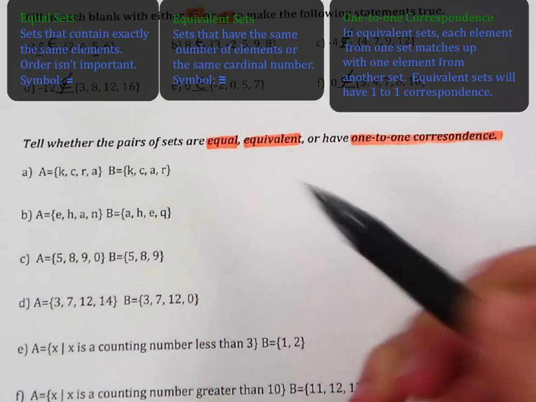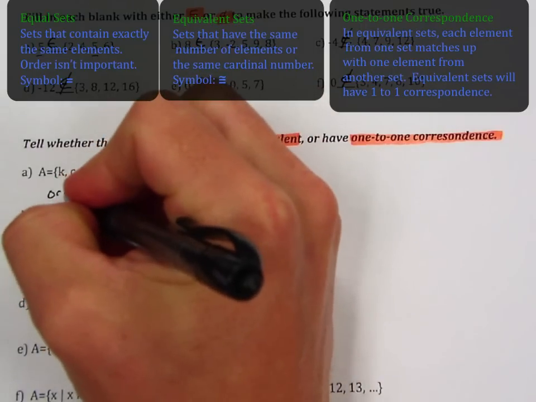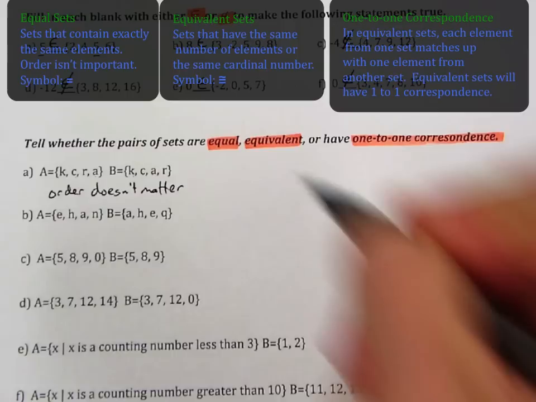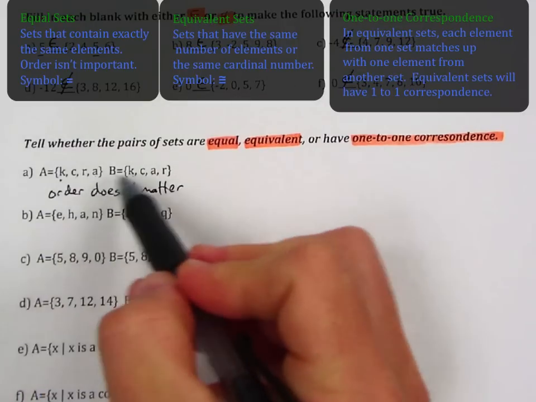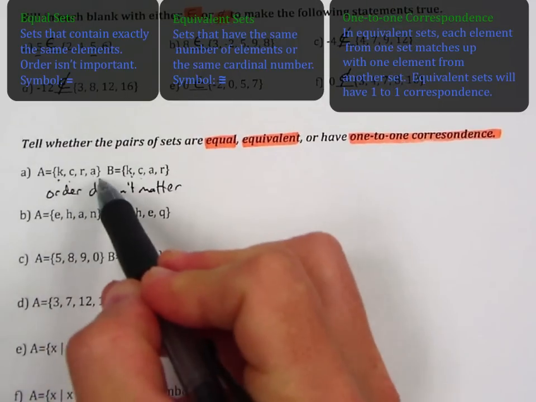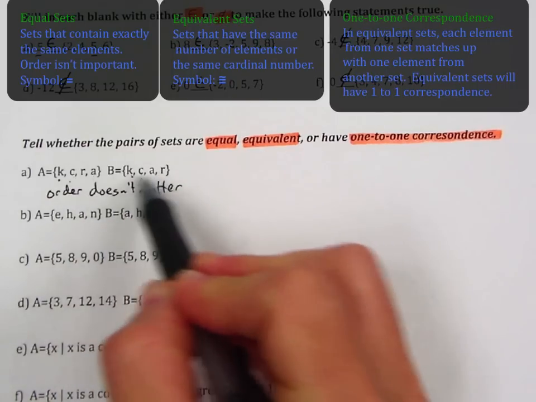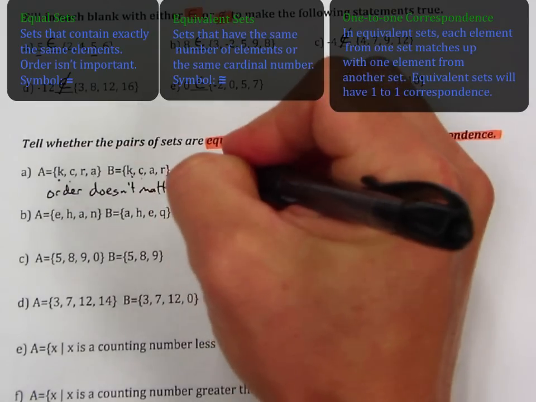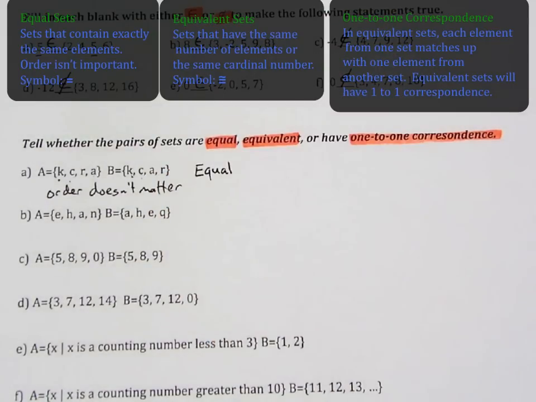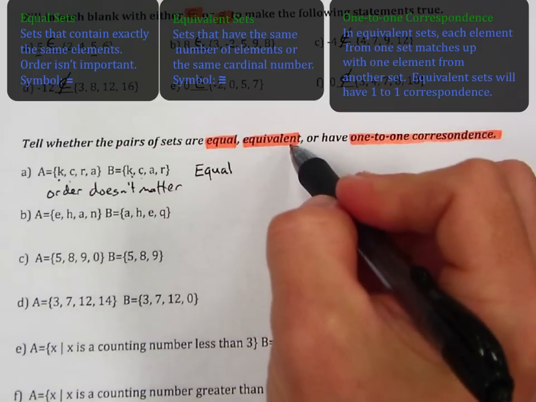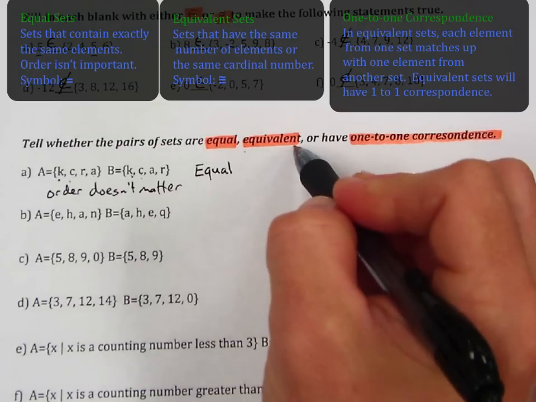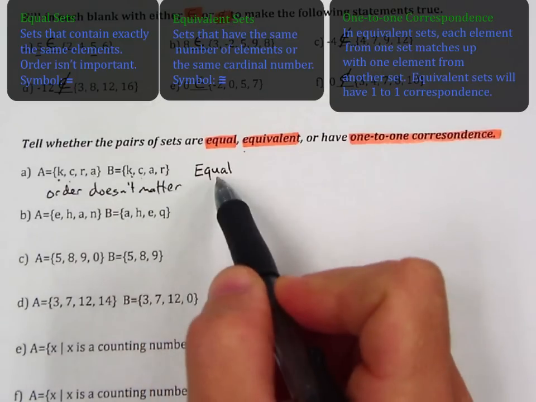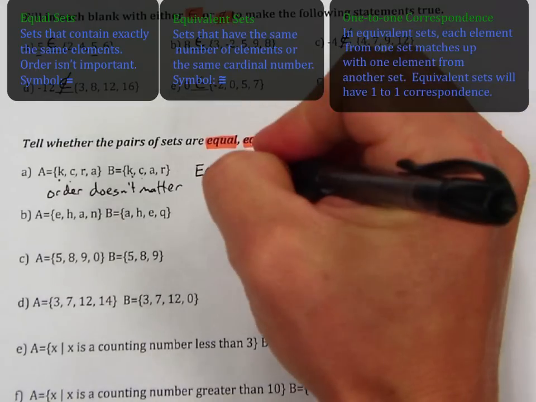Now it turns out that order doesn't matter. Okay, so here I see K and K, that's the same, C and C, A and A, R and R. There's nothing extra. Okay, and there's nothing missing. So these are going to be equal. Now, are they equivalent? Okay, well, equivalent just means they have the same number of elements. Well, if they have exactly the same elements and are equal, then they're automatically going to be equivalent.